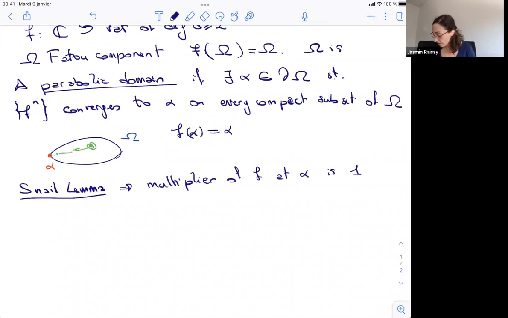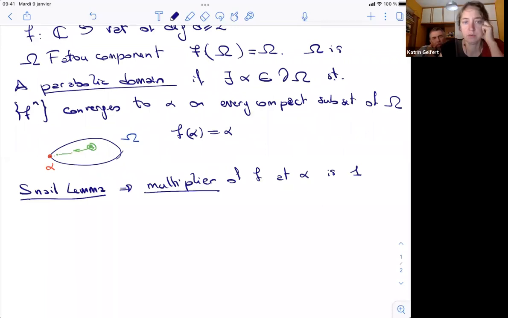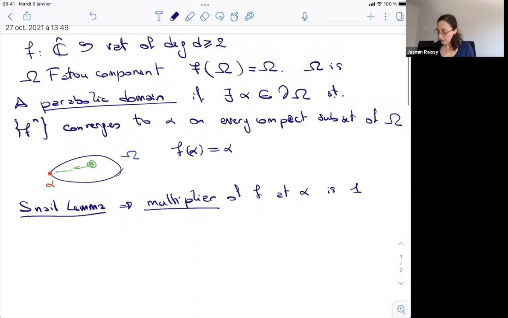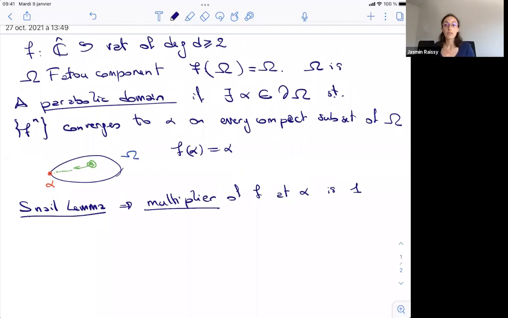So I didn't define what the multiplier of F is. I mean, in the previous statement, what happens to points on the boundary? You say that every compact subset in omega, but... Yeah, I don't say anything about points in the boundary. Okay, you don't specify. Yeah. So the points in the boundary are going to be in the Julia set.